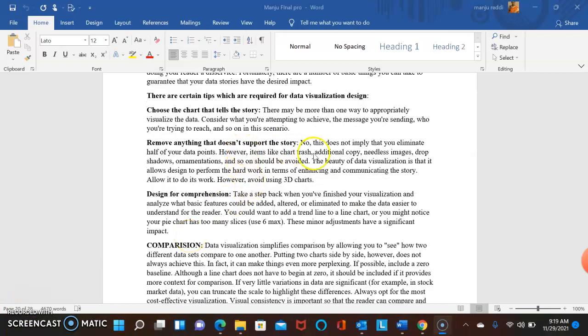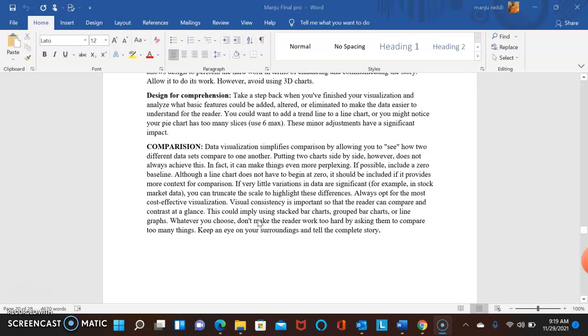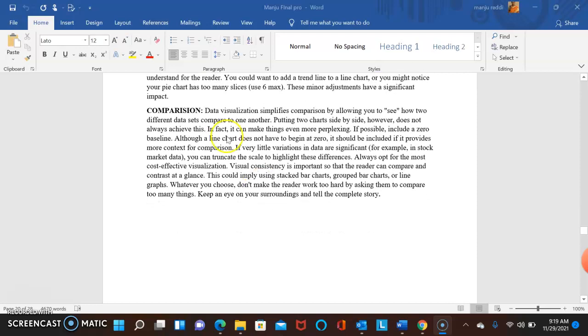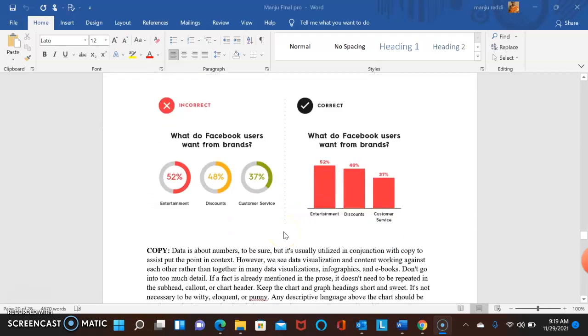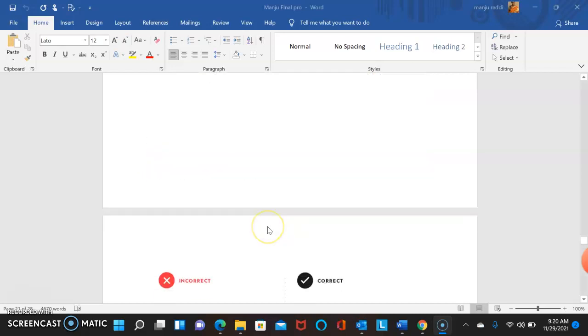There are certain tips required for data visualization design. That is, choose the chart that tells the story, remove anything that doesn't support the story, and design for comprehension. And we have to compare whatever data sets we are going to visualize, so comparison is really important. And we have to add copy. The data is about the numbers, to be sure, but it's usually utilized in conjunction with copy to help put the point in context.